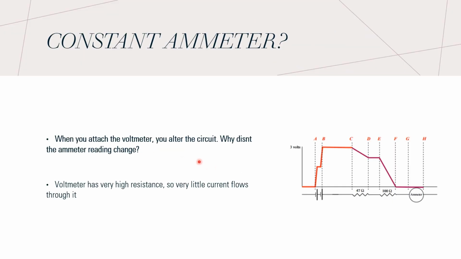So when you attach a voltmeter, you alter the circuit. So why doesn't the ammeter reading change? The voltmeter has really high resistance, so there's very little current that flows through it. You can see here in the chart of the voltage drop across each component that by the time it gets to the ammeter, the voltage is 0 and it's constant.